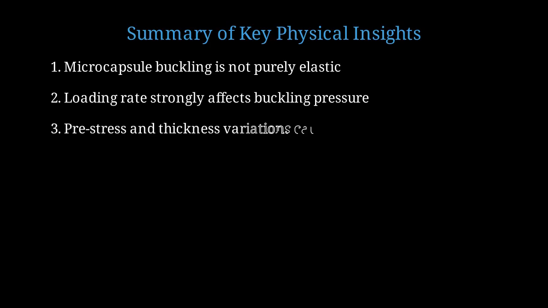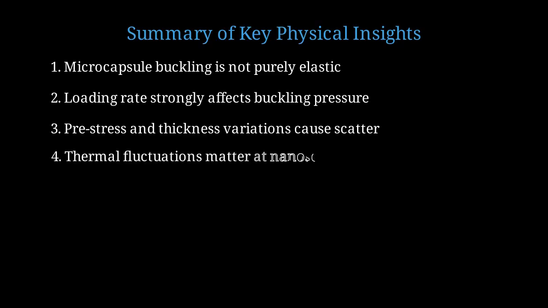Third, pre-stress and thickness variations cause significant scatter in experimental measurements. No two capsules are identical. Fourth, thermal fluctuations become important at the nanoscale and can trigger premature buckling. Fifth, stress-induced phase transitions can dramatically alter material properties during loading, creating unexpected behavior.